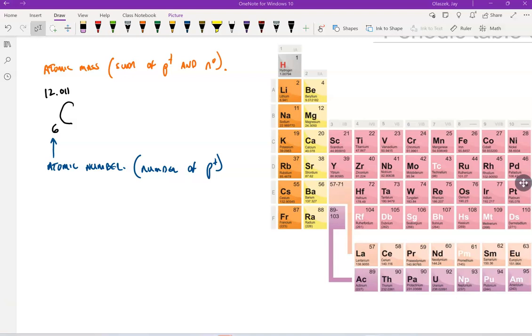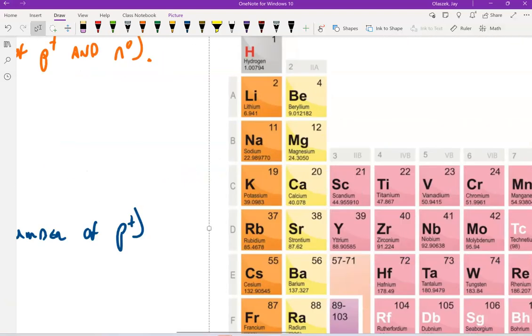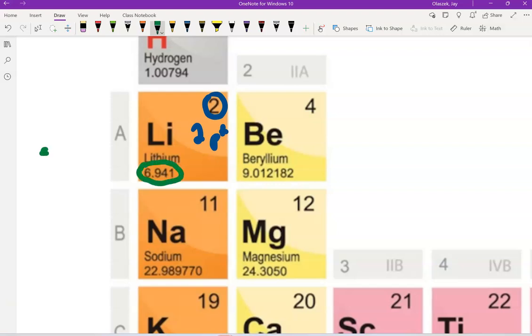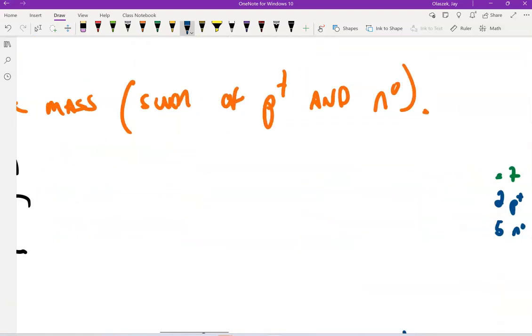So every element on this periodic table is going to have these two numbers. Lithium, for example, has an atomic number of 2. That tells us that lithium has 2 protons. Lithium also has an atomic mass of 6.941. Let's round that to 7. And because we know that lithium has 2 protons, that means that the remaining component must be neutrons, and in this case it must have 5. That adds up to 7. So that's how we're going to be looking at all of these individual ones.